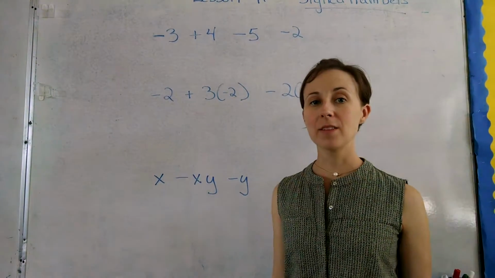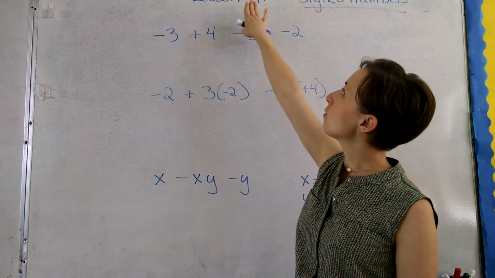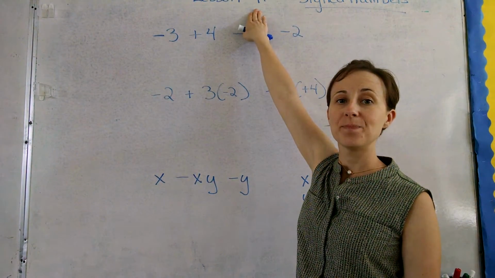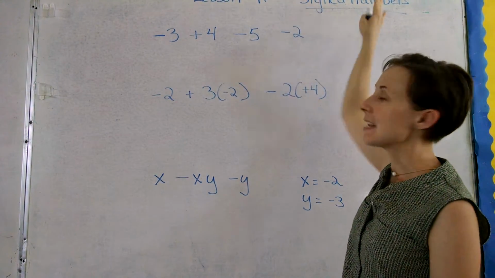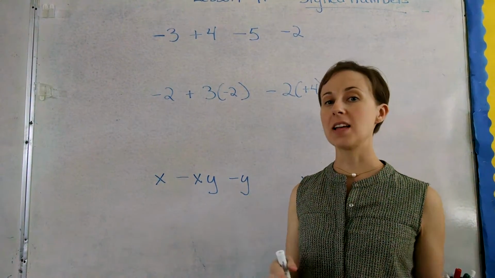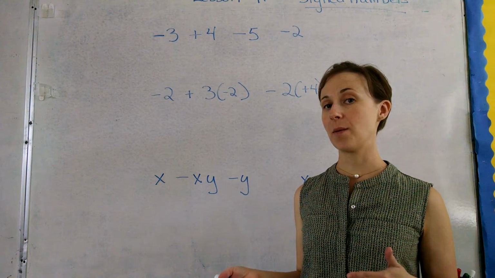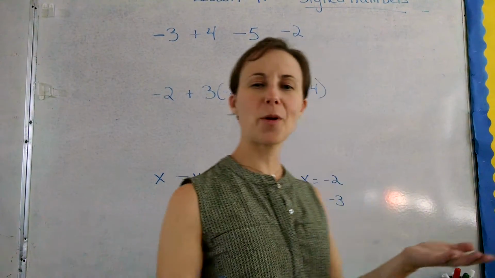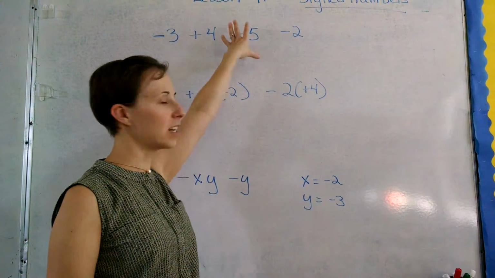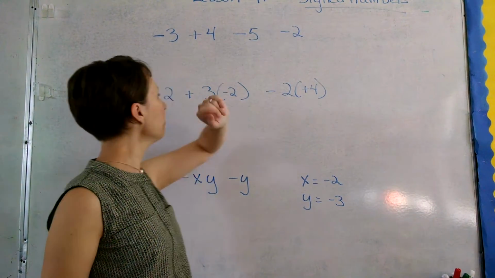This is Saxon Math for 6th grade. Today we're doing lesson 91. We're going to be working with signed numbers. These are numbers with positive or negative signs in front of them. We had a question about this from our recent test, and so I'm really excited that we get a chance to talk about it all together.